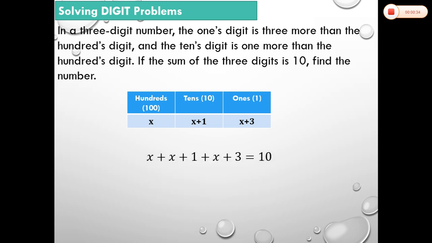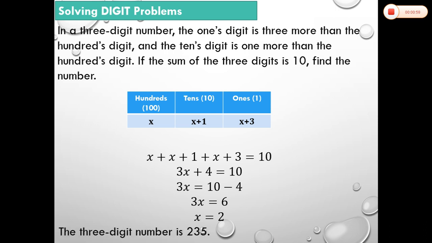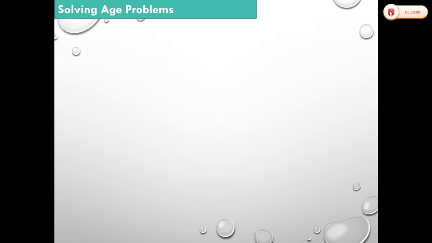Since the sum of all the digits is equal to 10, we have x plus x plus 1 plus x plus 3 is equal to 10. Combining similar terms, 3x plus 4 is equal to 10. 3x is equal to 10 minus 4. That gives us 3x is equal to 6 and x is 2. Hence, the three-digit number is 235. Let's proceed with solving age problems.